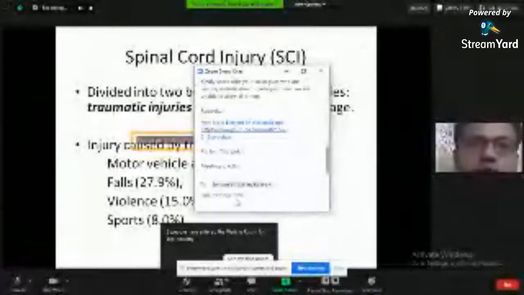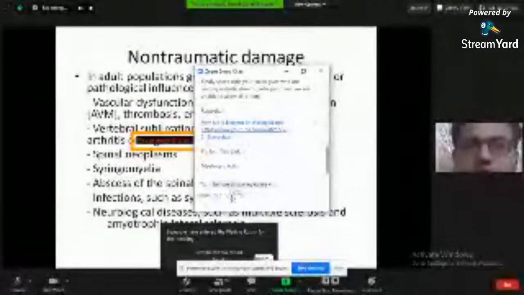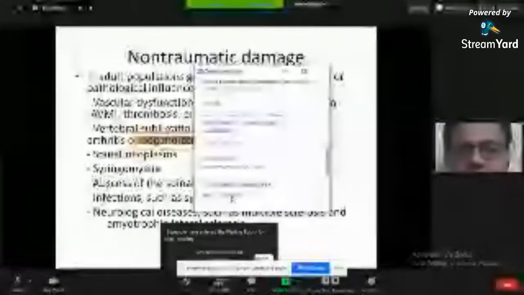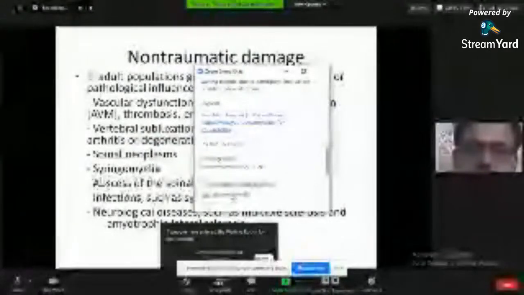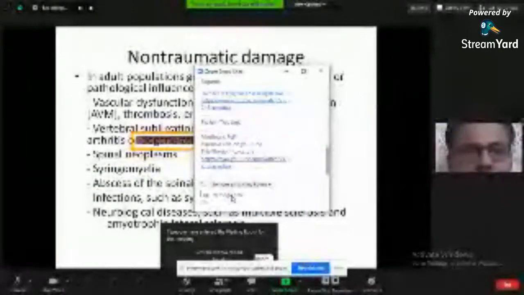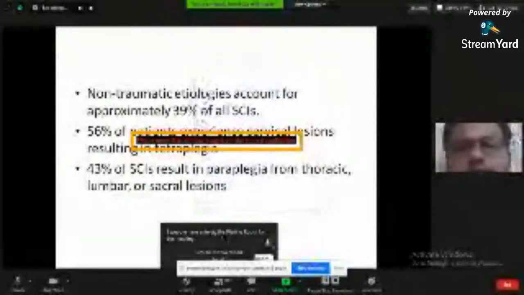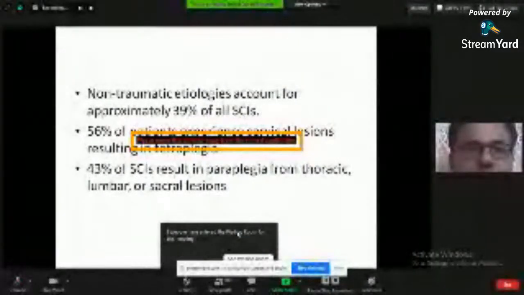There are lots of non-traumatic causes, which include vascular dysfunction like AVM, arteriovenous malformation, thrombosis, embolism, hemorrhages, vertebral subluxation, neoplasm, syringomyelia, abscess of spinal cord, infections like syphilis and transverse myelitis, and neurological disorders like the very common diseases multiple sclerosis and amyotrophic lateral sclerosis. These are the commonest non-traumatic reasons for spinal cord damage. And non-traumatic etiologies account for approximately 39% of all SCI, spinal cord injury.